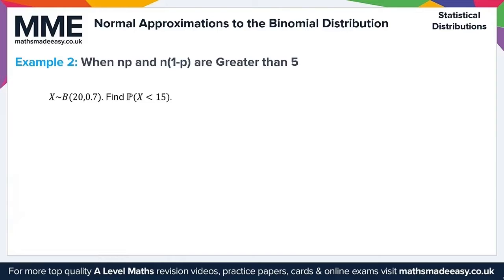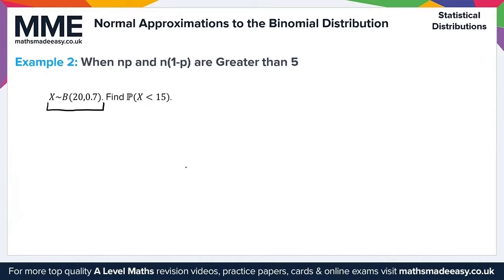Example 2 here on normal approximations to the binomial distribution is taking a look at when np and n times 1 minus p are greater than 5. So here we've been given our binomial distribution with parameters n equals 20 and p equals 0.7, and we're asked to find the probability that x is less than 15.